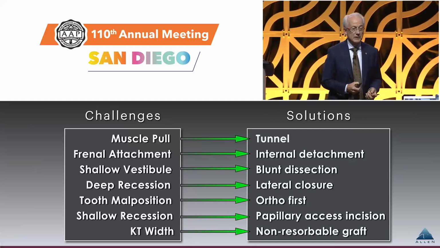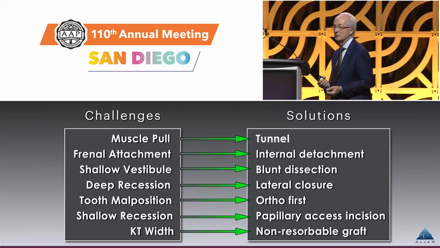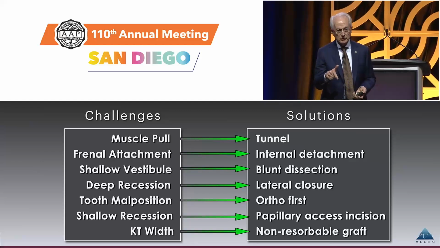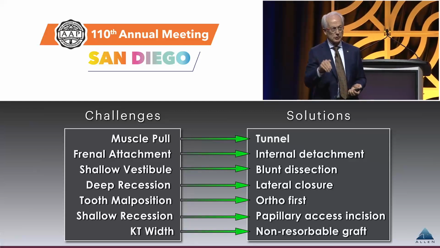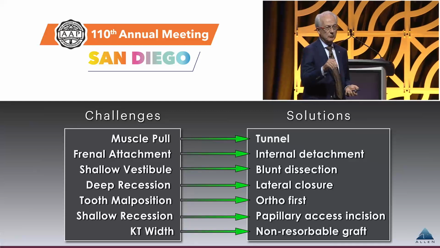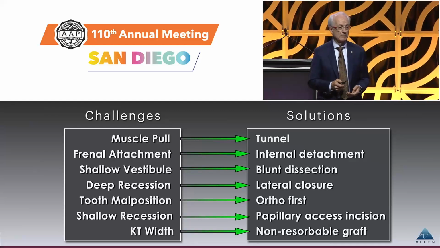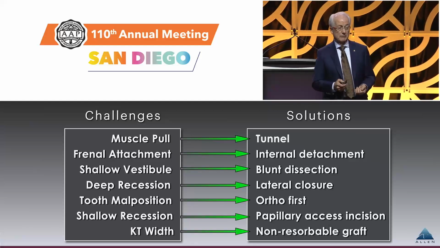Frenal attachment, you do internal detachment. It needs to be full thickness. So I do an initial intrasulcular incision to detach the soft tissue attachment to the bone crest, and then blunt reflection for 8 millimeters apical to the CEJ. That will manage the frenum, and it will manage the shallow vestibule.